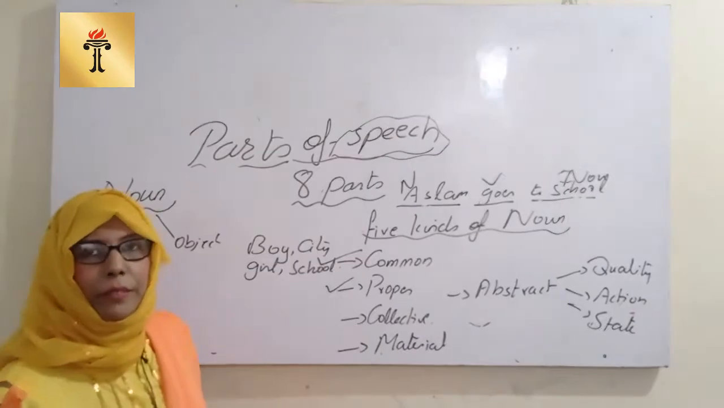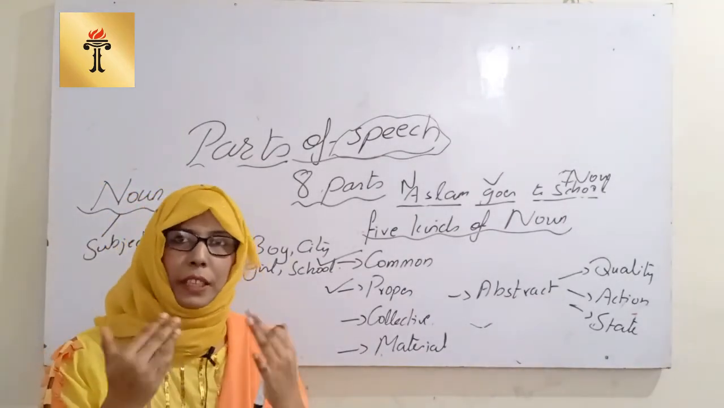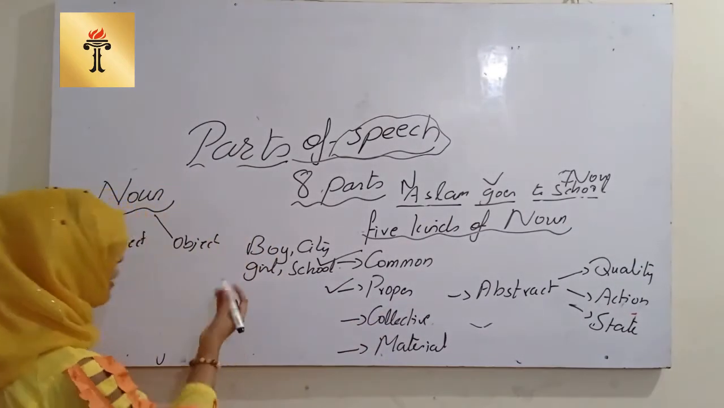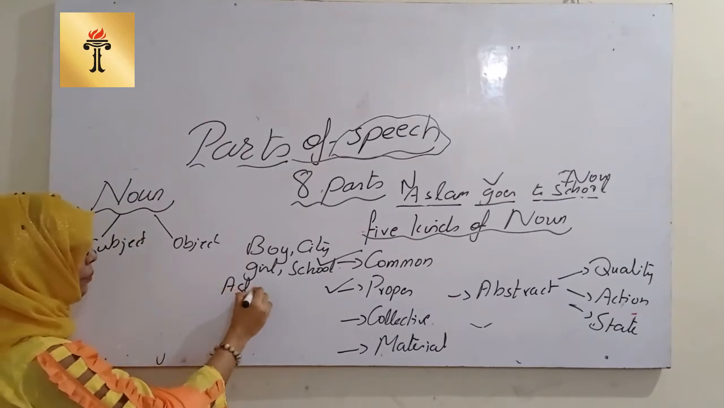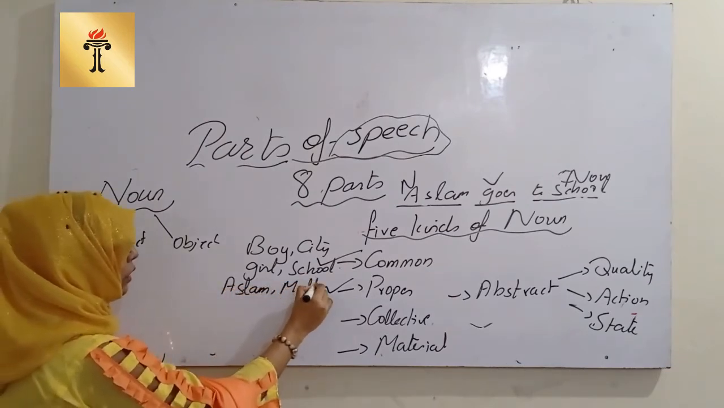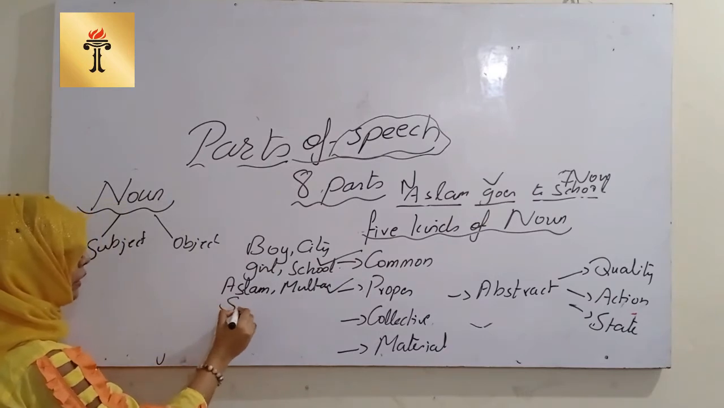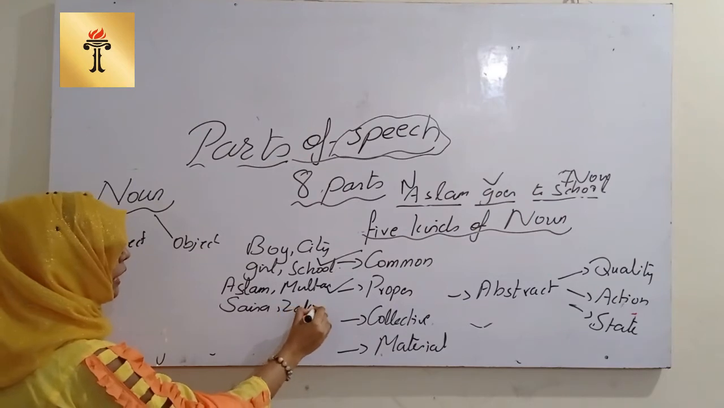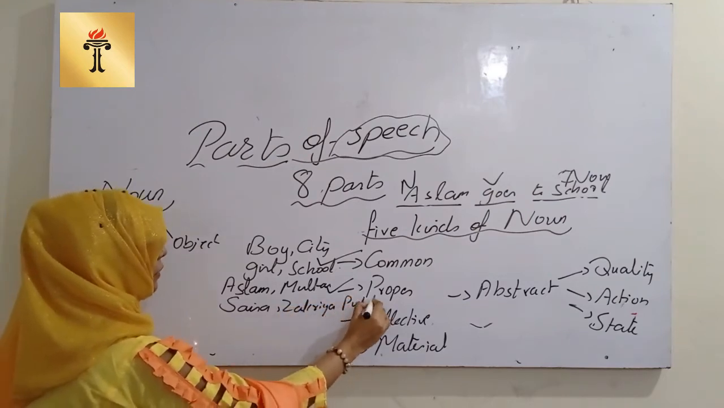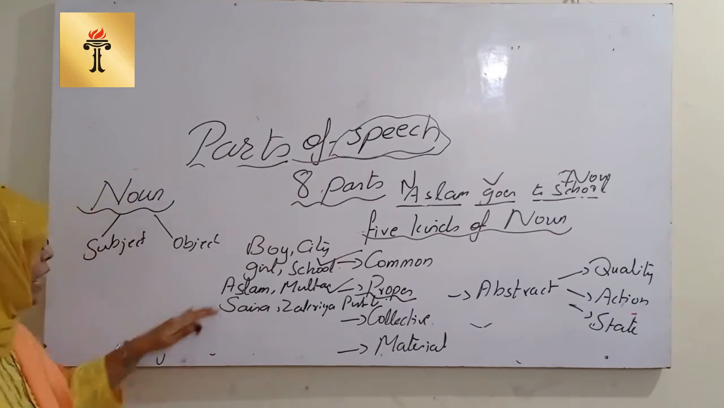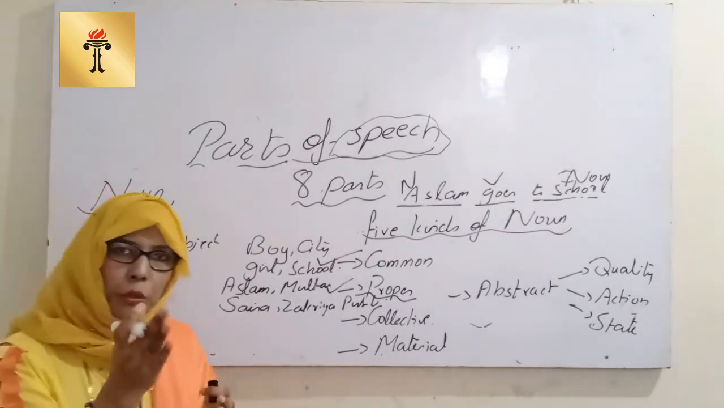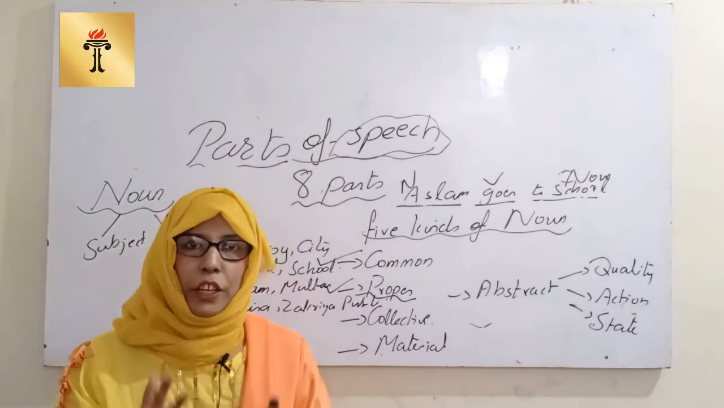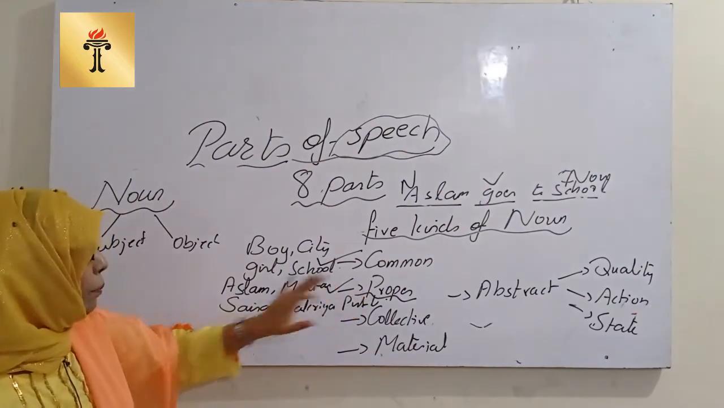The number 2 is the proper noun. Proper means when someone owns something. If you own something, that is the proper noun. A very common example: Aslam, Multan, Saira, Zakaria Public School. These are proper nouns because Aslam owns his name, you own your name, and you own something when you have a property of something. That is said to be a proper noun.